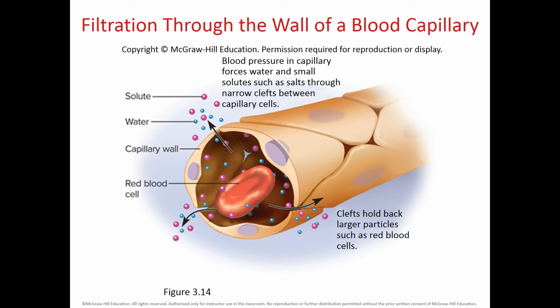This is a diagram showing how the filtration process happens. You will have a pressure inside this capillary, this blood vessel, that allows the exit of water and solutes. These solutes can be nutrients like glucose, amino acids, and also gases like oxygen. See how you have pores here within these capillaries.